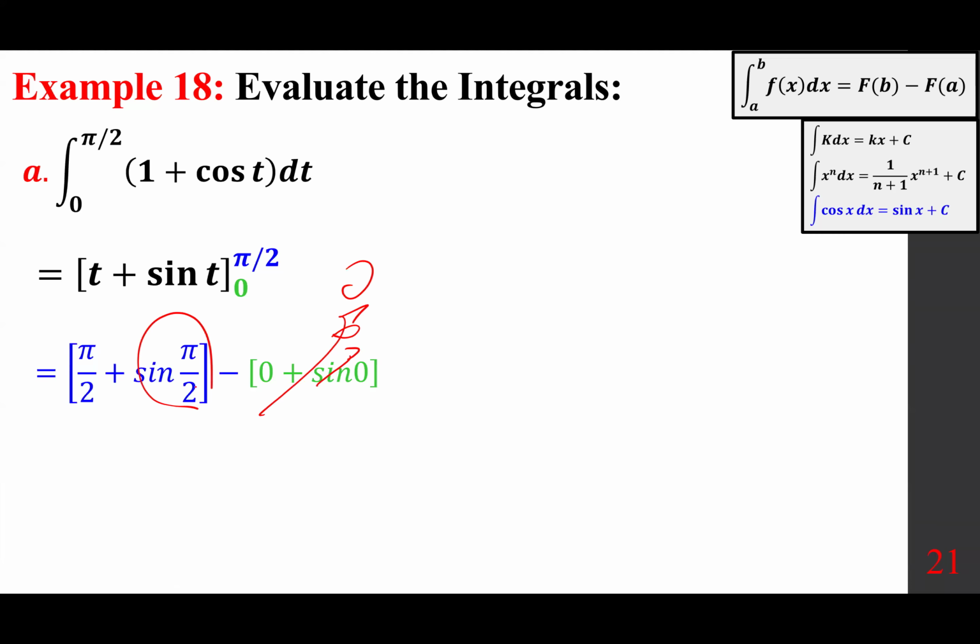Now what is sine of π/2? It is 1. And this is an exact answer. π/2 plus 1. That's an exact answer.